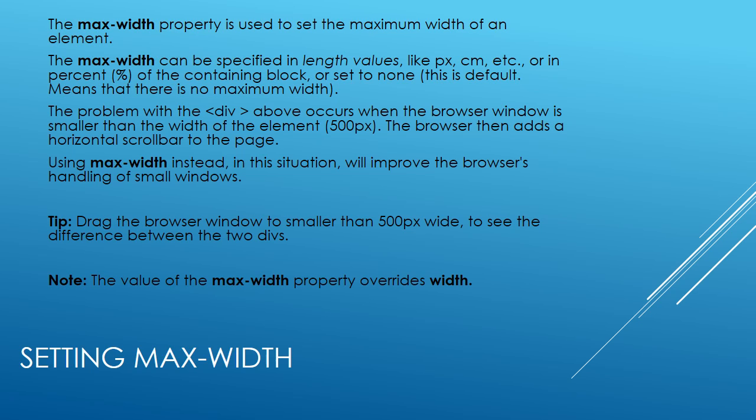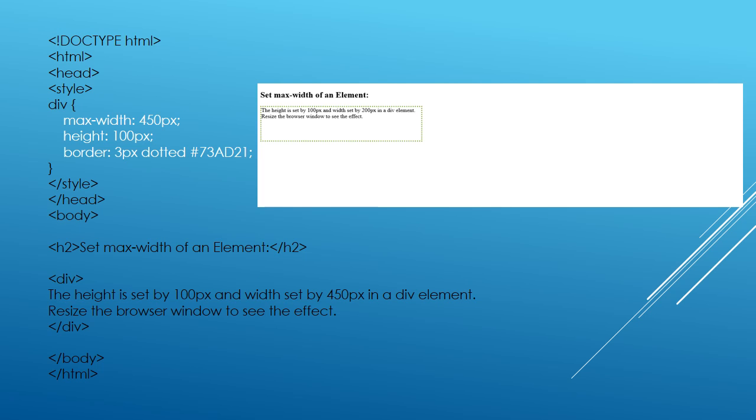The problem with the div above occurs when the browser window is smaller than the width of the element, 500 pixels. The browser then adds a horizontal scroll bar to the page. Using max-width instead, in this situation, will improve the browser's handling of small windows. Tip: drag the browser window to smaller than 500 pixels wide, to see the difference between the two divs. Note: the value of the max-width property overrides width. This is an example of setting max-width of an element.